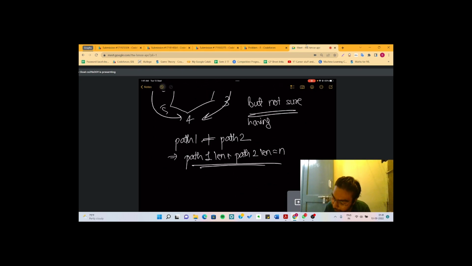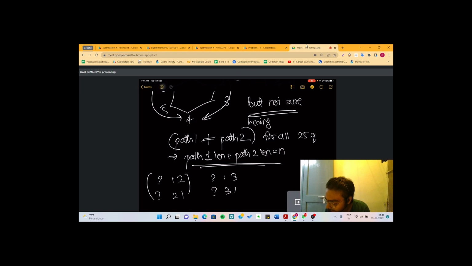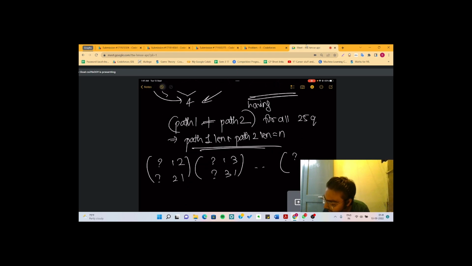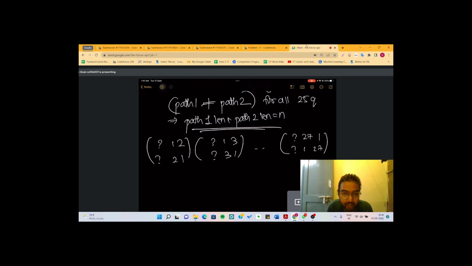Now the probability that path 1 is not equal to path 2 for all the 25 queries. What's the first query? The first query will be ? 1 2 and ? 2 1. This is my first query. ? 1 3 and ? 3 1 is my second query, and so on up to ? 27 1 and ? 1 27. So these are my 25 queries. Now the probability that path 1 is not equal to path 2 for all the 25 queries will be half into half and so on into half, right? So the probability is 1 by 2 raised to 25, which is basically almost 0, right?